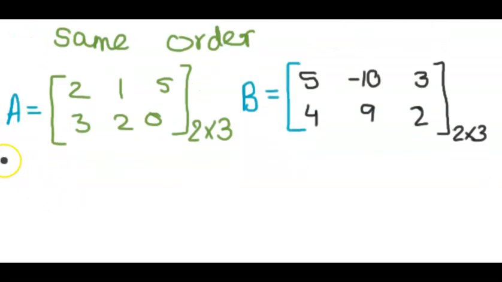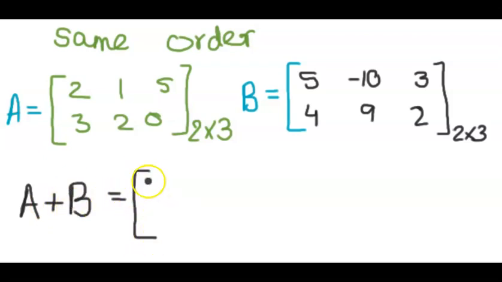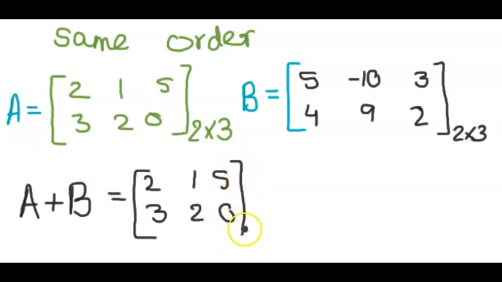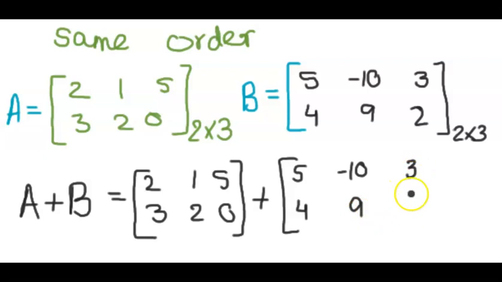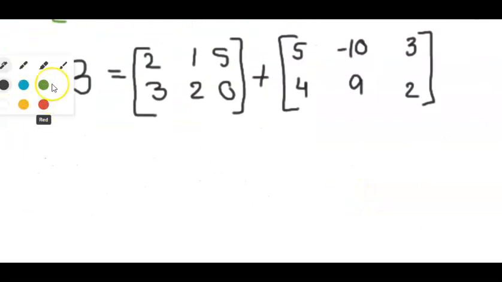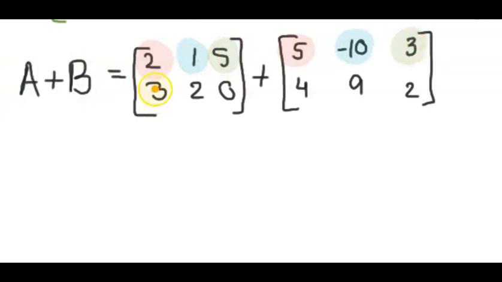adding the matrices. Now when we add the matrices, we write A, find A plus B. So I want to find A plus B. The way we do it is this: we write 2, 1, 5, 3, 2, 0, plus B. B is 5, 4, minus 10, 9, 3, 2. To add that, I will add each element to the corresponding element. So this is A11 and this is also B11. First element of the first with the first element of the second. They will add up. The green one with the green one, and the yellow one with the yellow one, and the red one with the red one.